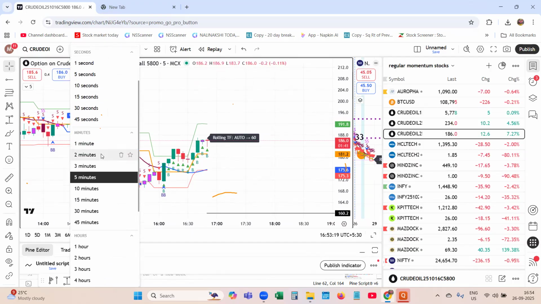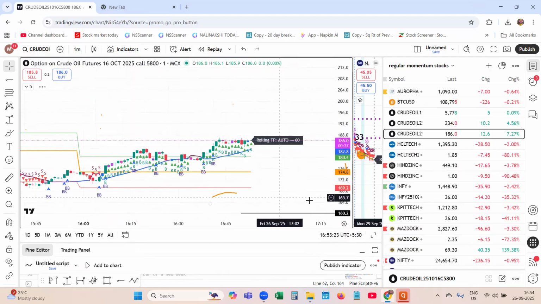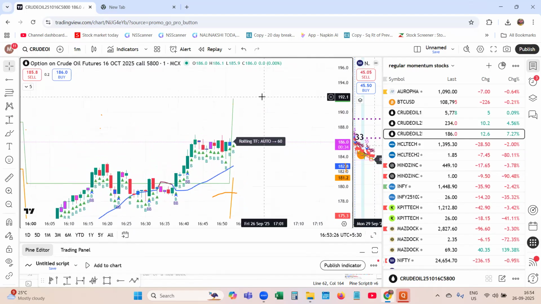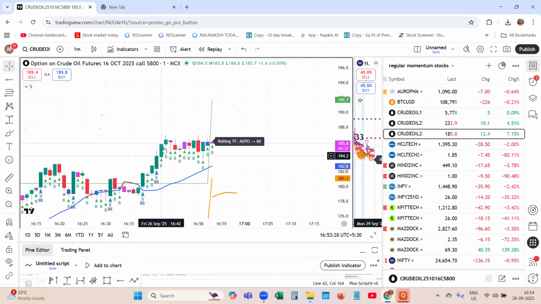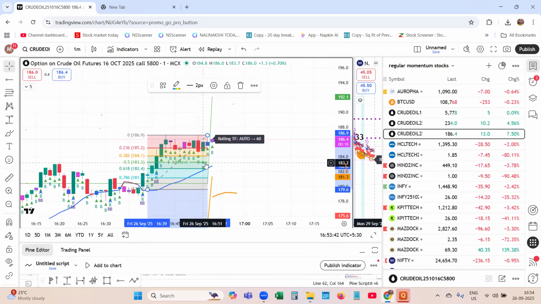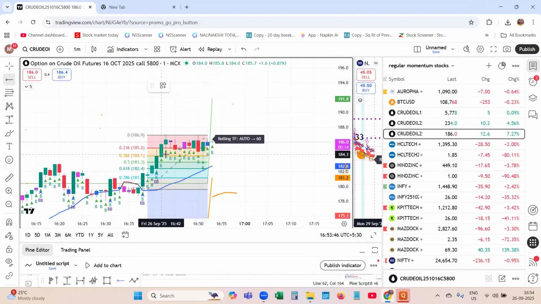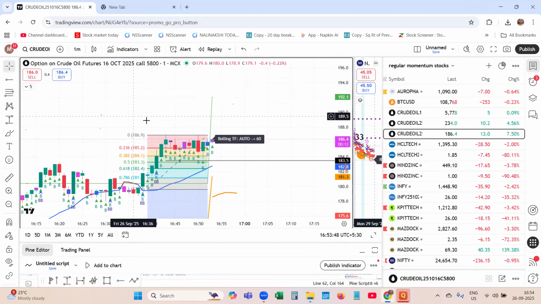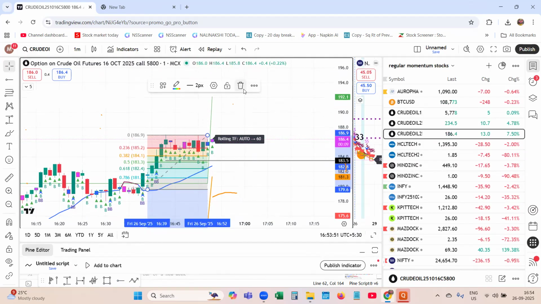Let me change it to 1 minute so that it will be fast. You can see on the 1 minute. It is going sideways. You can see this is the trend. So you can anticipate if you take the fib tool, the correction is already 0.38 to 0.5. So this is the level. 183.2 is your stop loss.